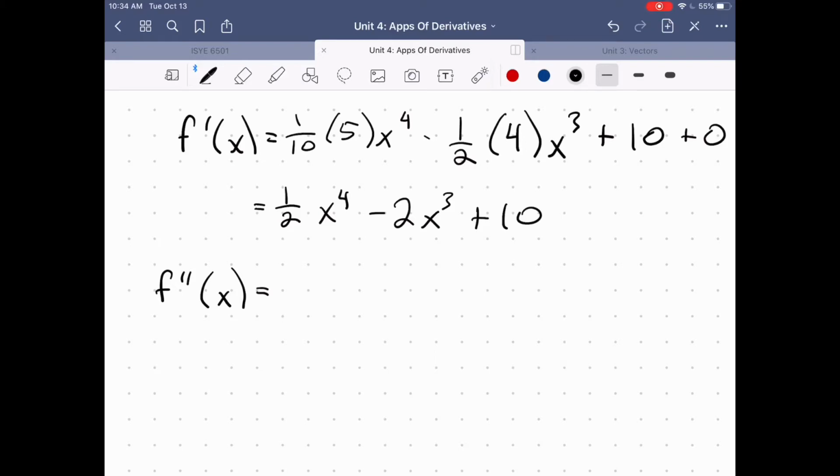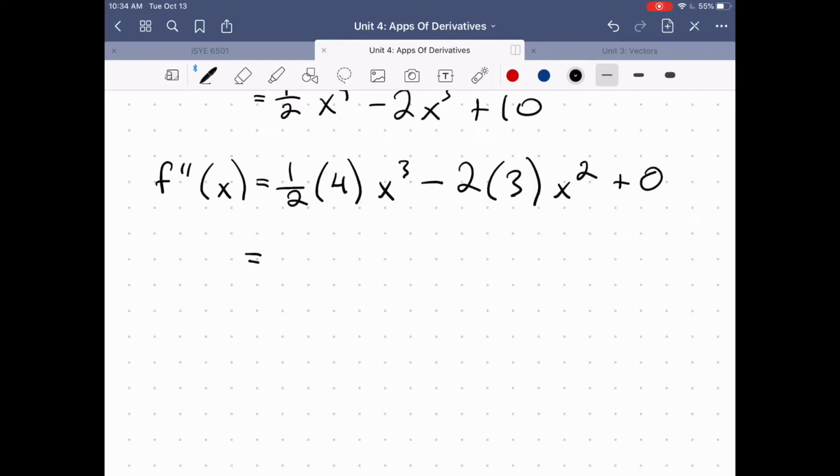Derivative of 1/2 x to the 4th is 1/2 times 4 x cubed. Derivative of 2x cubed would be 2 times 3x squared. And then the derivative of a 10 is 0. 1/2 times 4 is equal to 2, so 2x cubed. Negative 2 times 3 is negative 6, and then x squared. So that is my second derivative.